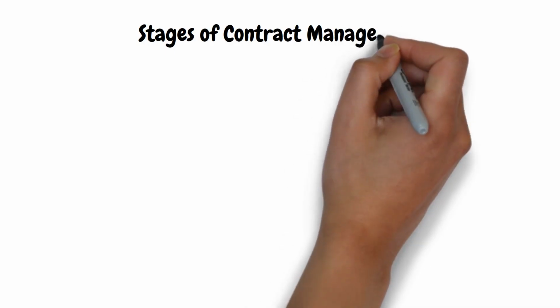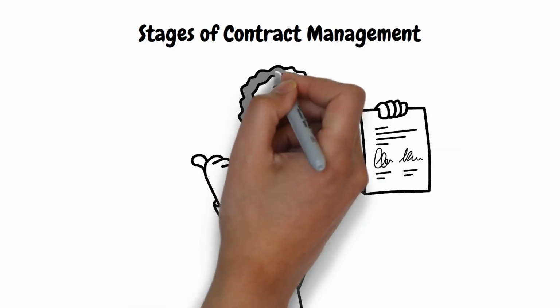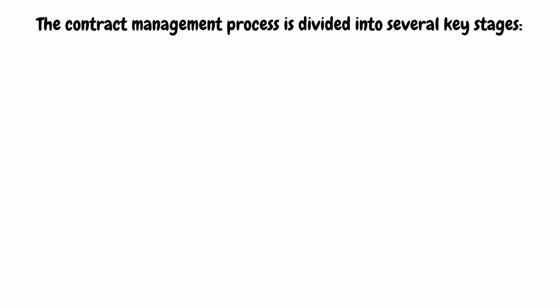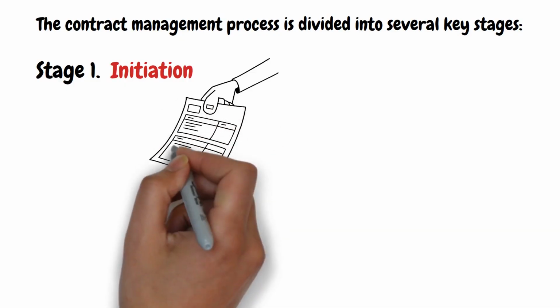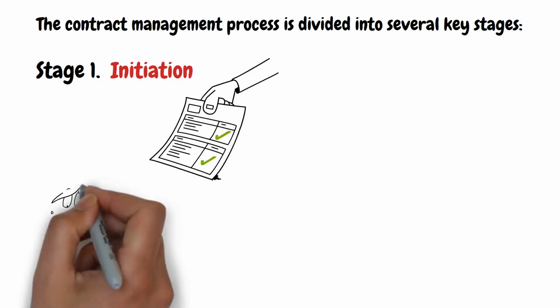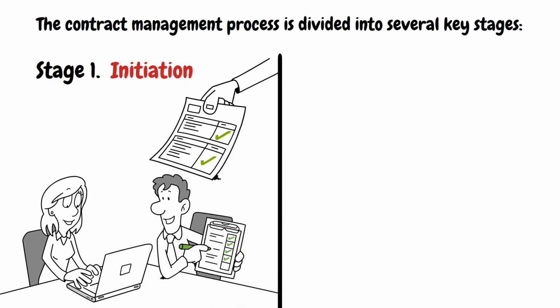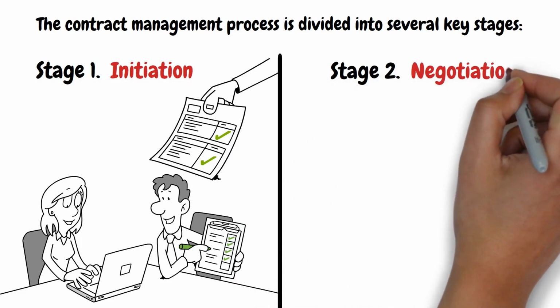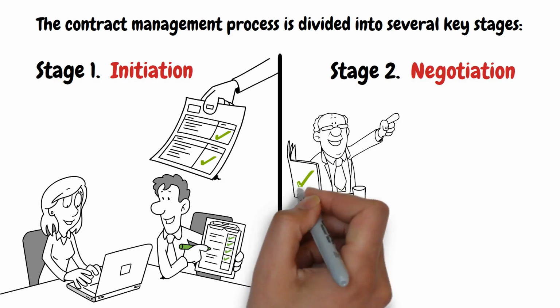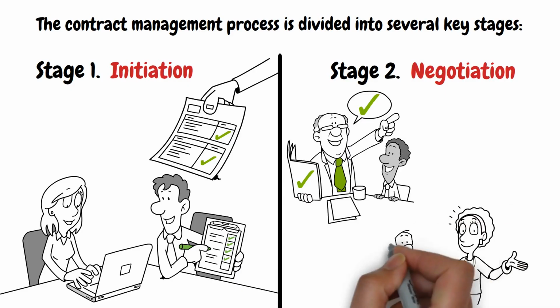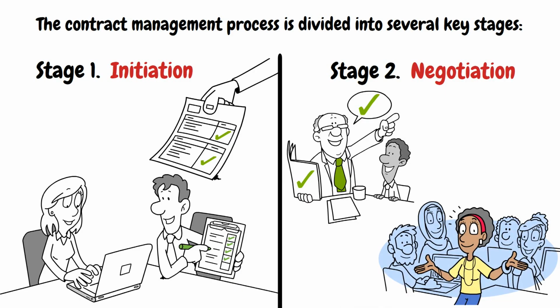Stages of contract management. Now, let's break down the stages of contract management. Typically, the contract management process is divided into several key stages. Stage 1. Initiation. This is the stage where the need for a contract is identified. It involves understanding the requirements, drafting a preliminary agreement, and identifying stakeholders. Stage 2. Negotiation. During this phase, the terms and conditions are discussed and agreed upon by all parties involved. The goal is to reach a mutual agreement that benefits everyone.